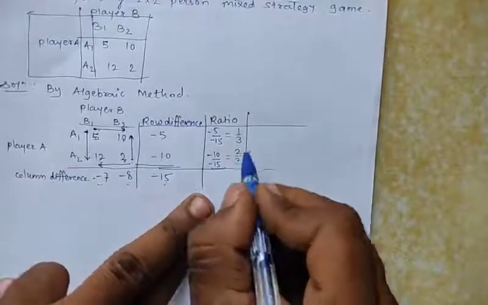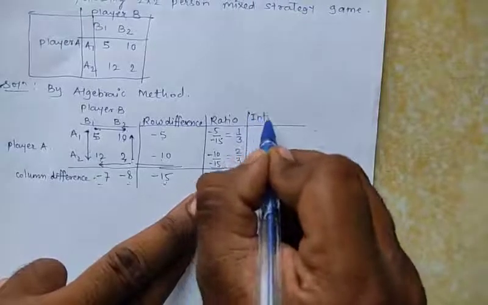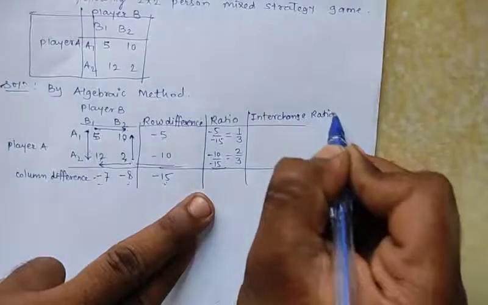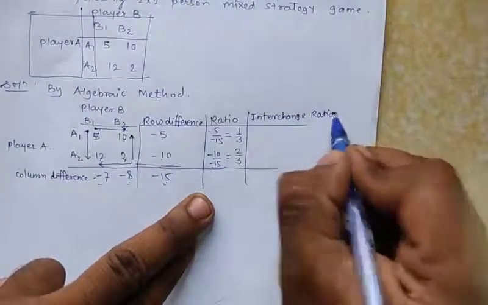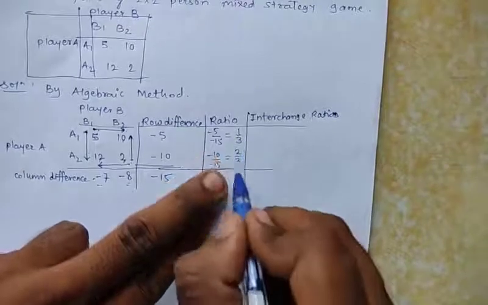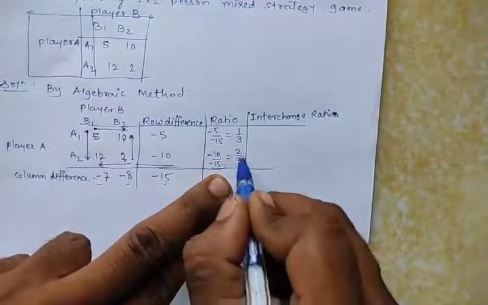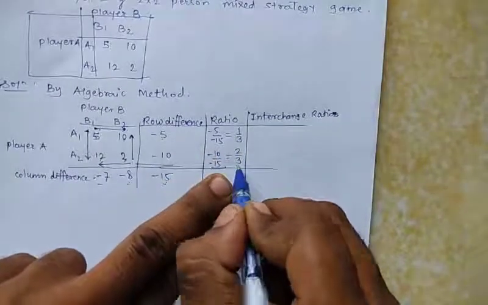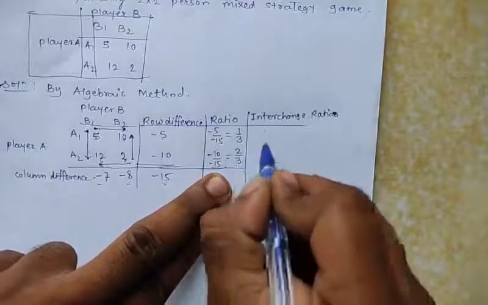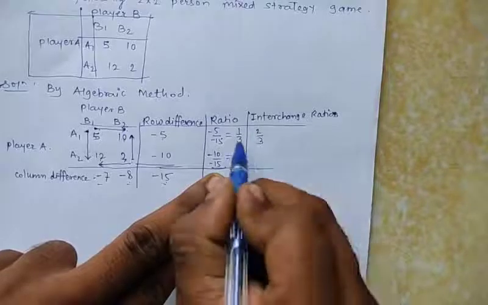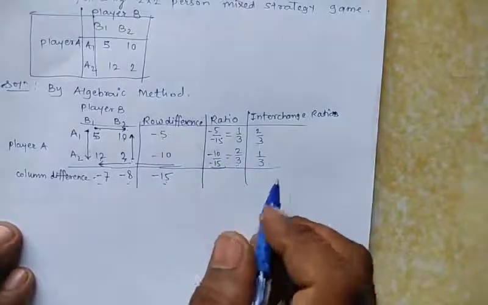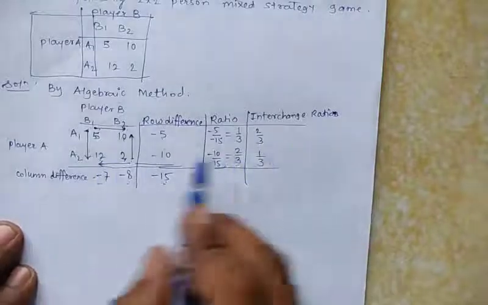Okay. Now next, interchange the ratio. Then what do we get? Interchanging the ratios. In the first row we get the value 1 by 3, and in the second row we get the value 2 by 3. Interchanging these values, we write the second row as the first, 2 by 3, and we write the first row as the second, which is 1 by 3. So this is the row difference.